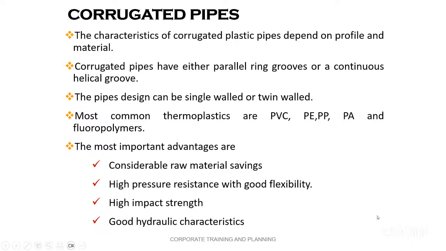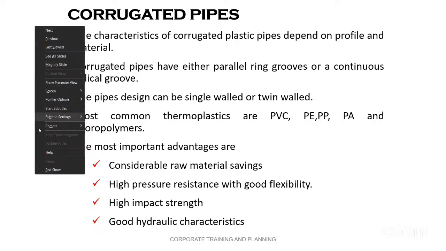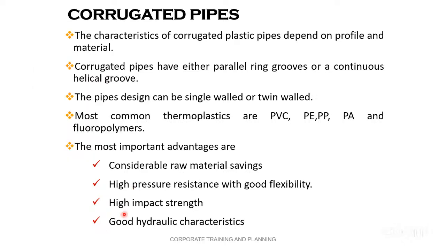Now, which are the common materials for that? The corrugated pipe has either parallel ring growth or continuous helical growth. The pipe design can be single wall or double wall. The most common thermoplastics are PVC, polyethylene, polypropylene, polyamide, and fluoropolymers. The most important advantages are considerable raw material saving, because these are very light, high pressure resistance with good flexibility, high impact, and good hydraulic characteristics. These are the main ones.